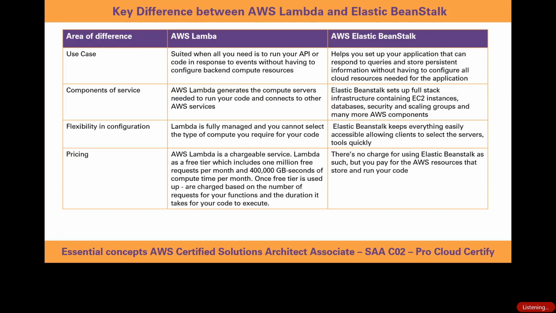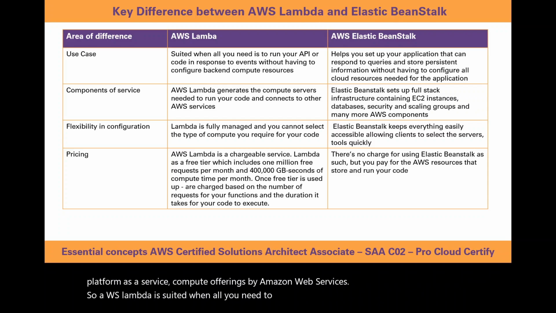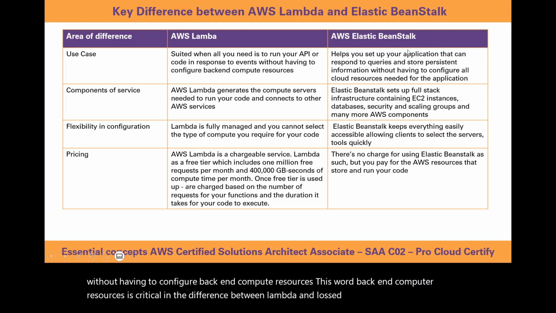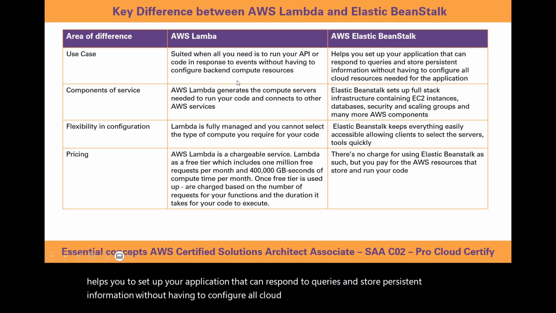Now let's quickly go over the differences between AWS Lambda and Elastic Beanstalk, which are both platform as a service compute offerings by Amazon Web Services. So AWS Lambda is suited when all you need to do is run your API or code in response to events without having to configure backend compute resources. This word backend compute resources is critical in the difference between Lambda and Elastic Beanstalk, because Beanstalk helps you to set up your application that can respond to queries and store persistent information without having to configure all cloud resources that are needed for the application.